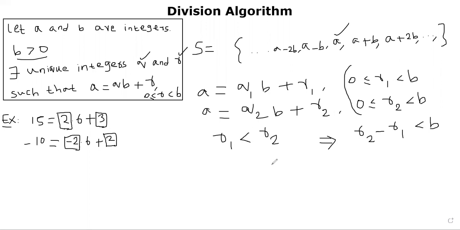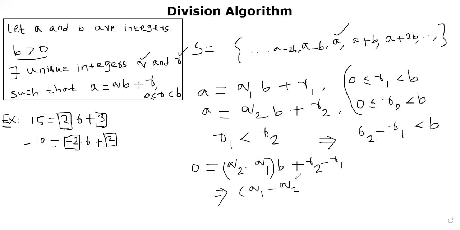What happens if R1 and R2 are not equal? In that case, let's subtract these two. So we get, and reorganize it, 0 is equal to (Q2 minus Q1)B, right? Plus R2 minus R1. Okay, I'm going to reorganize this a little bit further. This is the same as saying (Q1 minus Q2)B. We just took the common minus out and then moved to the left hand side. Therefore, (Q1 minus Q2)B is equal to R2 minus R1.